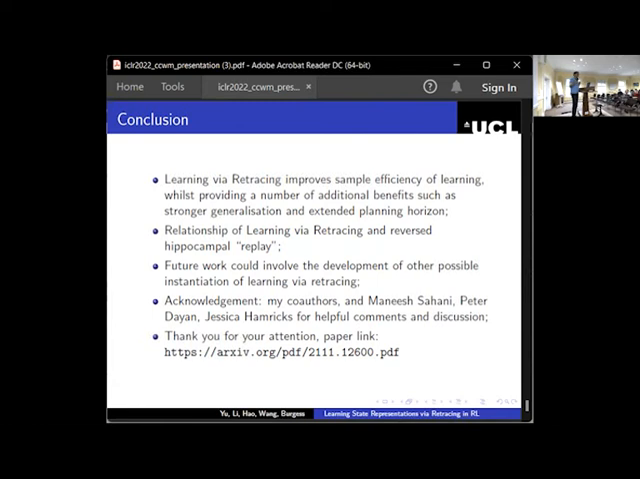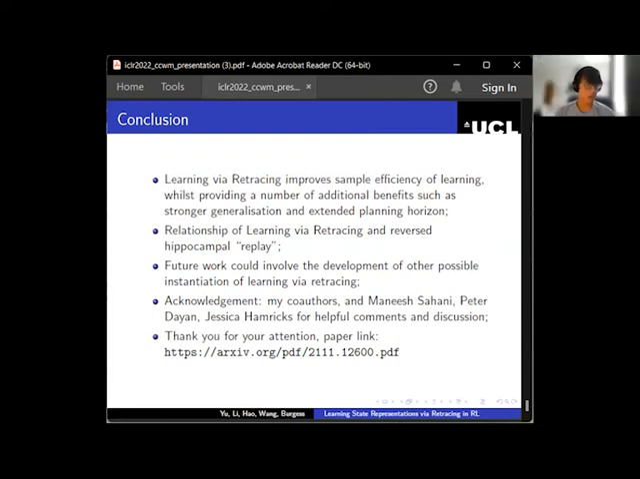So, Changmin, you mentioned it could be a model-free instantiation of this retracing algorithm. Could you maybe talk a bit more about how that works? The question was, there was a suggestion there might be a model-free version of this, which you didn't talk about. Could you mention that a bit more?